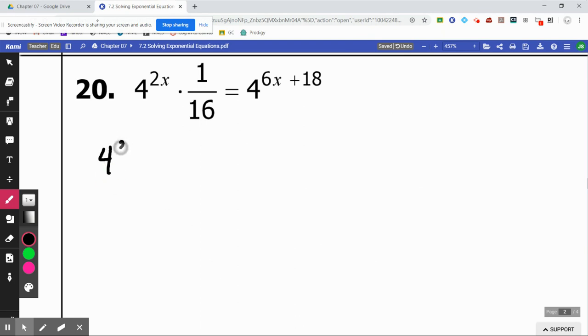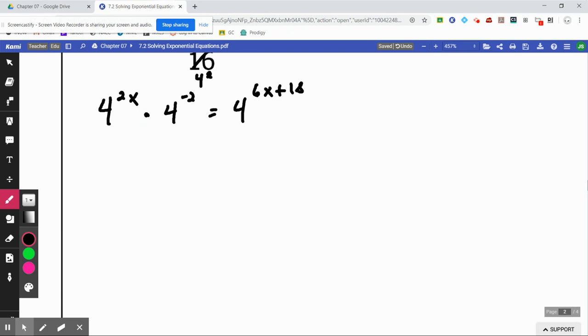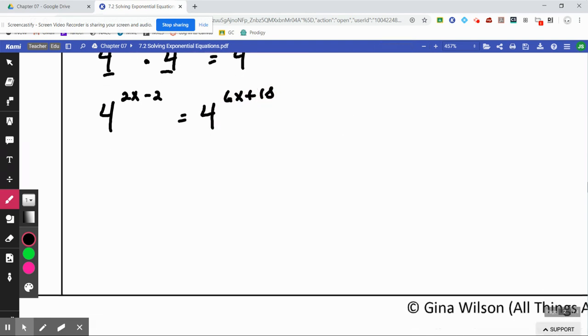You have 4 to the 2x. Let's actually write everything as a power of 4. The 16 is 4 to the second. When you bring it to the top, it becomes 4 to the negative 2. And then you have a 4 to the 6x plus 18 power. To multiply with the like bases, you add your exponents. That'd be 4 to the 2x plus negative 2, or 4 to the 2x minus 2, equals 4 to the 6x plus 18. Set your exponents equal.